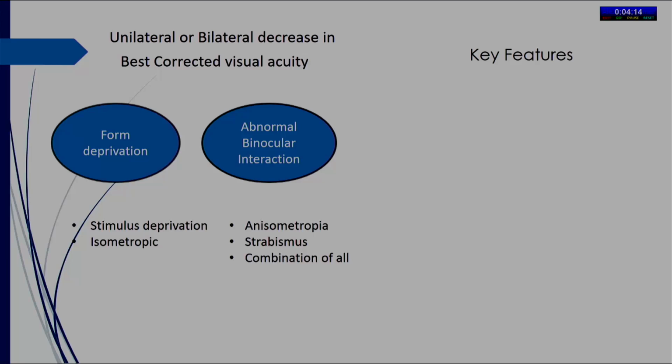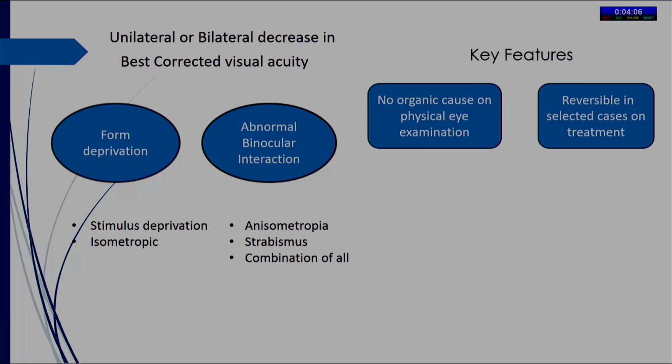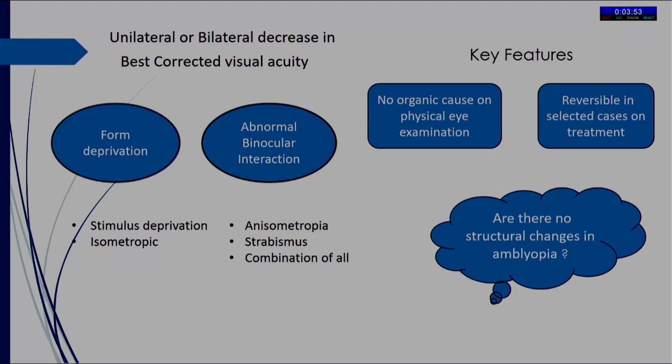So when we look into the pathophysiology of amblyopia, the key features are that there is no organic cause found on physical eye examination, and it is a reversible condition in selected cases if treated early, especially before the critical period of time. So are we actually sure there are no structural changes in amblyopia? We are going to review this in this presentation. We are going to focus on anisometropic and strabismic amblyopias only.